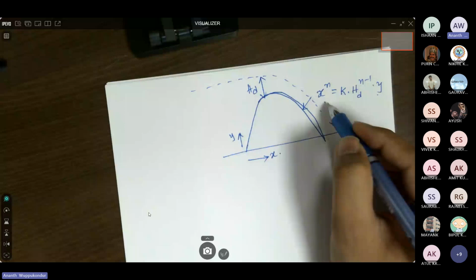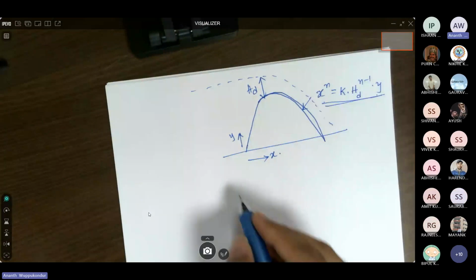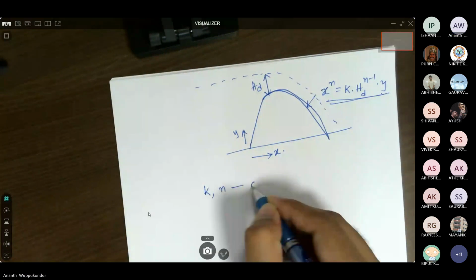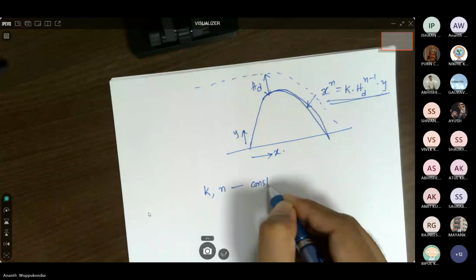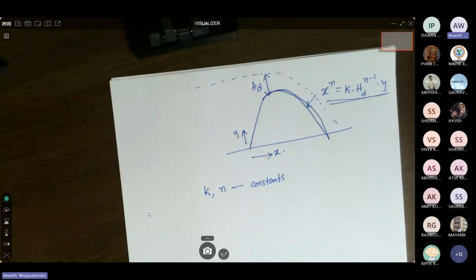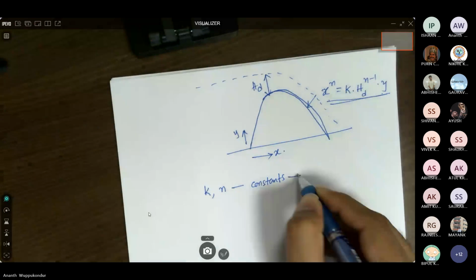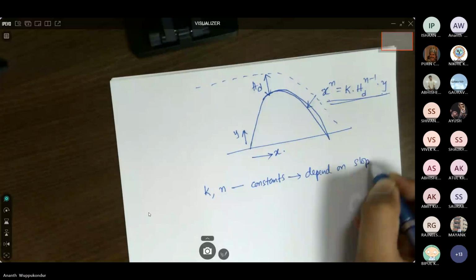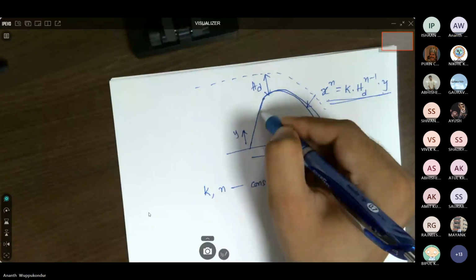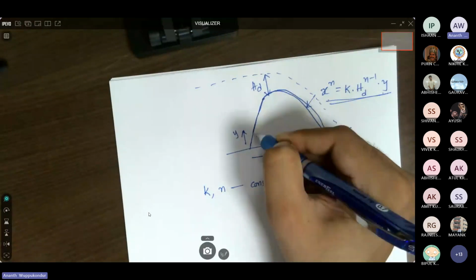And in this equation, there are two values which are K and n. These are constants, and these depend on the slope of the upstream face. So the values of K and n depend on the slope of this upstream face. So this is our upstream face.